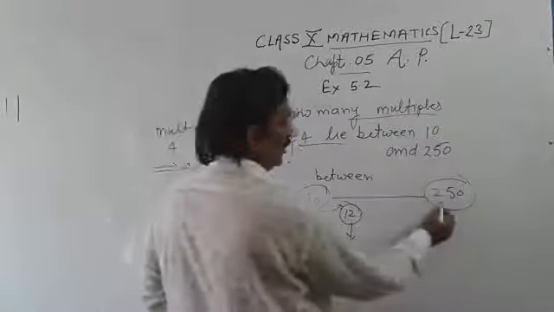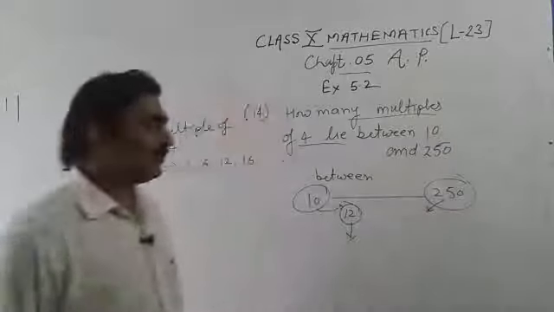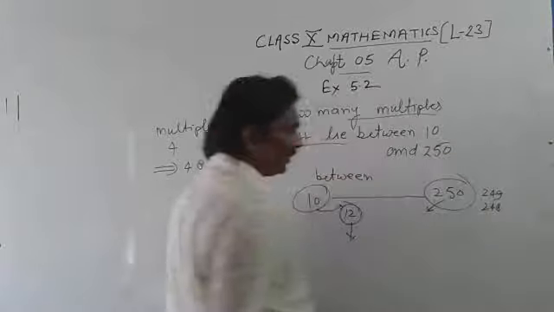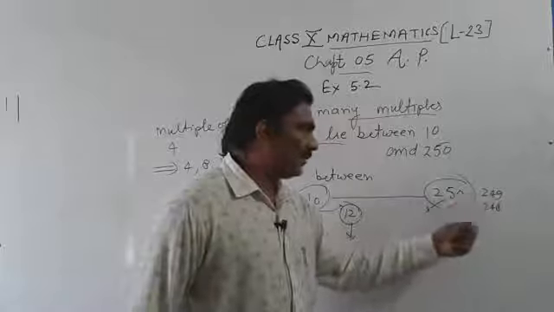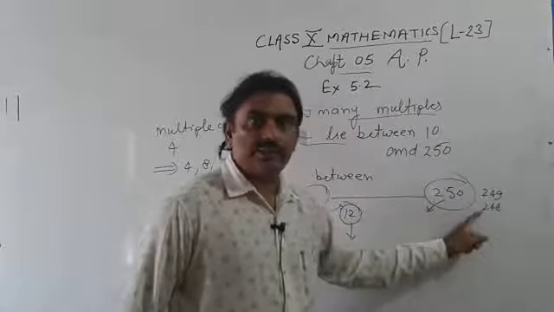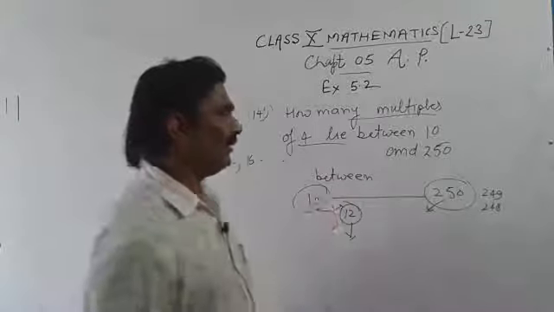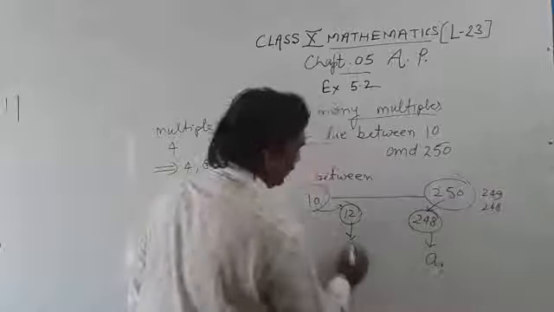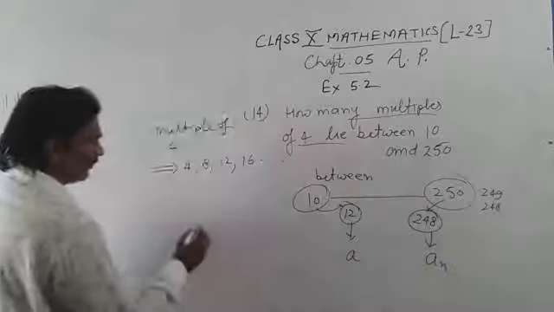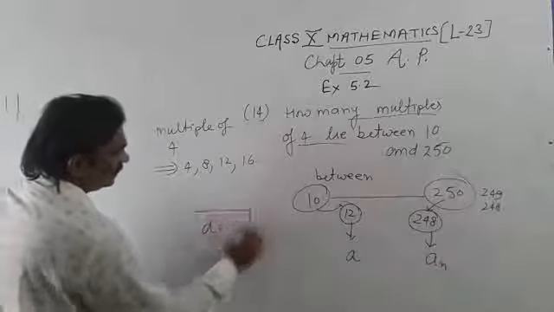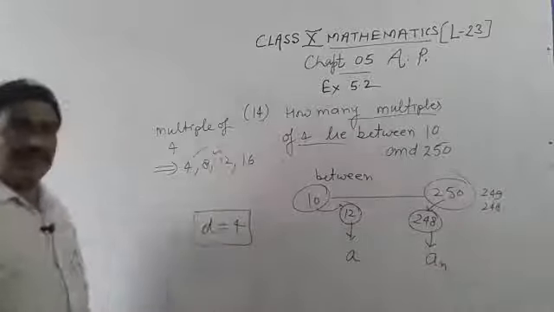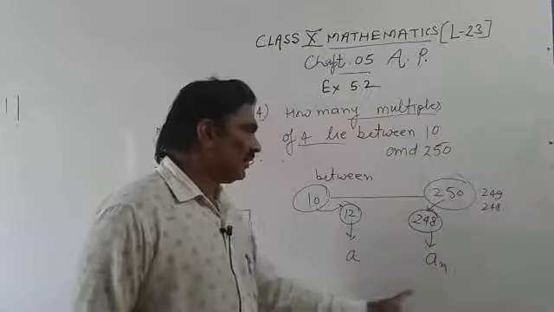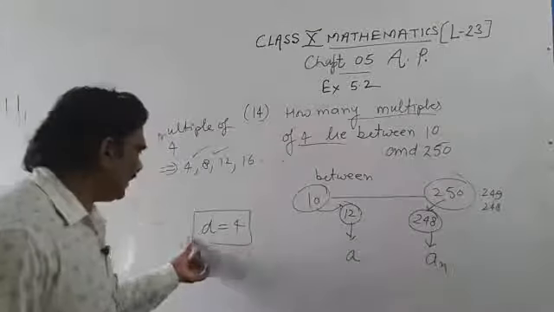And before this, come to before 250. I think 249, 248. We cannot divide 249 and 250, but we can divide 248. Therefore, 248 is a multiple of 4. Okay students, so this is AN of the AP and this is A. And now students, D is equal to 4 because there is a common difference of 4. So we have first term A, last term AN and D is 4.